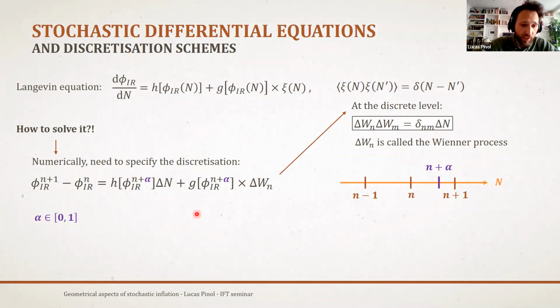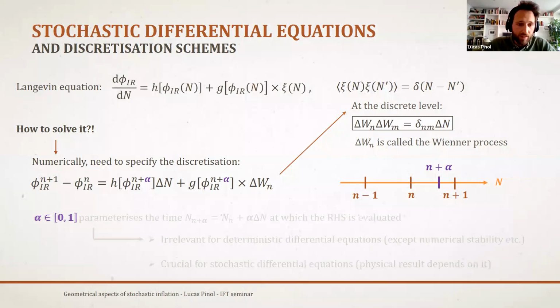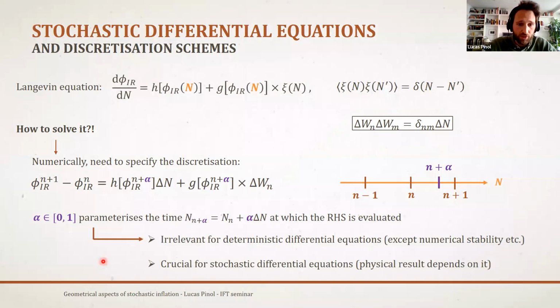And of course, you can a priori evaluate the right-hand side, and in particular the function of your background, at any time between n and n+1, which are the two time steps that you are looking at the evolution between. So α between 0 and 1 is anything you want a priori. And you know this from the study of ordinary differential equations. Maybe some choice is better for numerical stability or this kind of thing. But at the end, the physical result should not depend on the choice of α. That's common sense. But well, things are more complicated in stochastic differential equations.